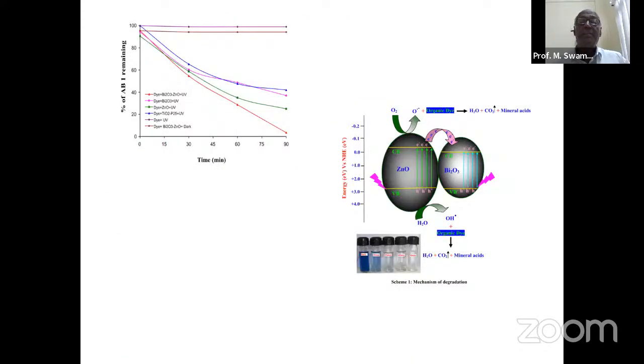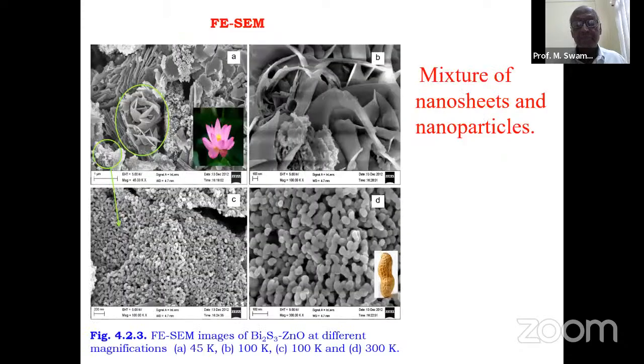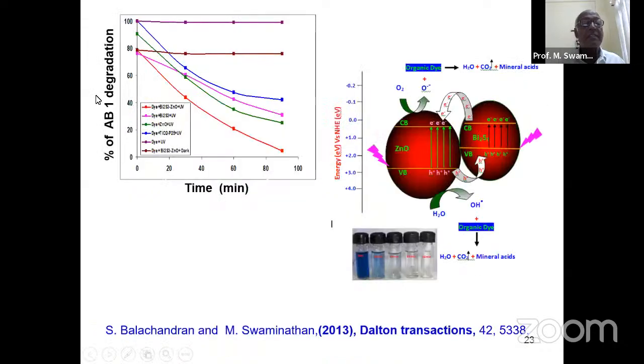In the case of the coupled oxide, the mechanism is that the conduction bands of zinc oxide and bismuth oxide are different. So any electron from the conduction band of zinc oxide can transfer to the bismuth oxide. There is a good separation of electron and hole, and that is why it is more efficient. This is another coupled semiconductor, bismuth sulfide and zinc oxide. It also has a very good morphology. Here you can see the same mechanism, and the degradation of a dye, acid black 1, is shown.